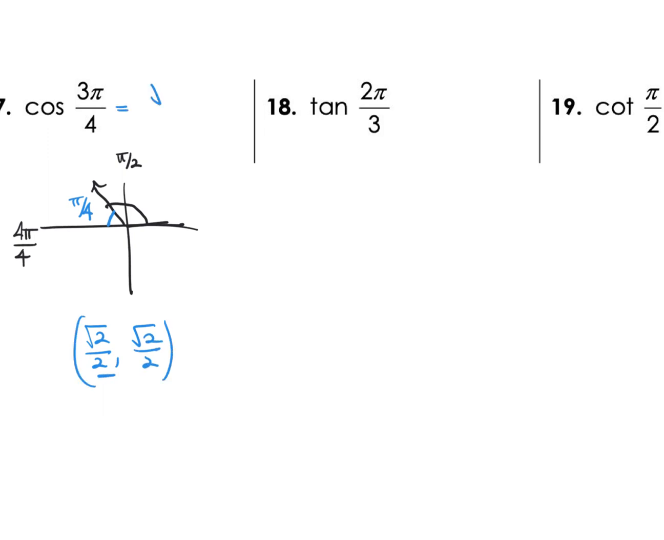So this will be radical 2 over 2. Now we have tan of 2 pi over 3. So I'm going to go ahead and first draw 2 pi over 3. So that's more than a half. So we're going to live somewhere in this quadrant.